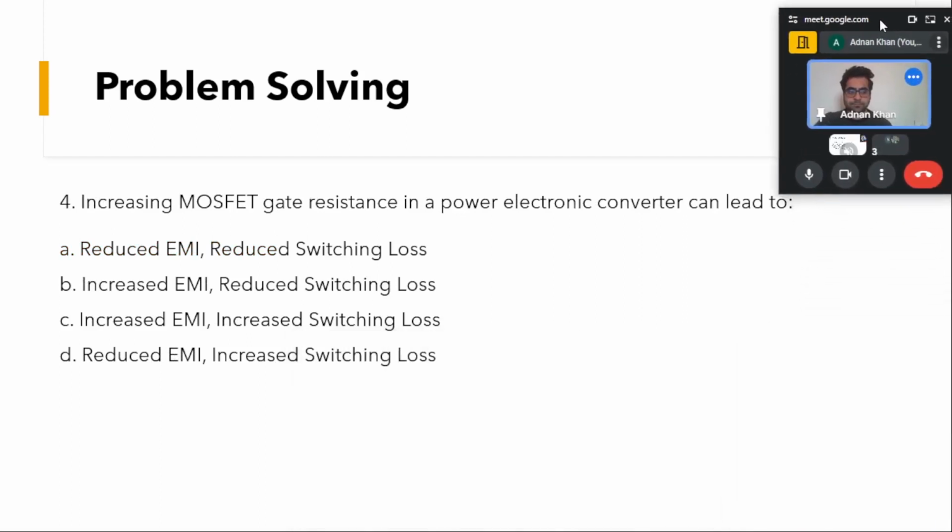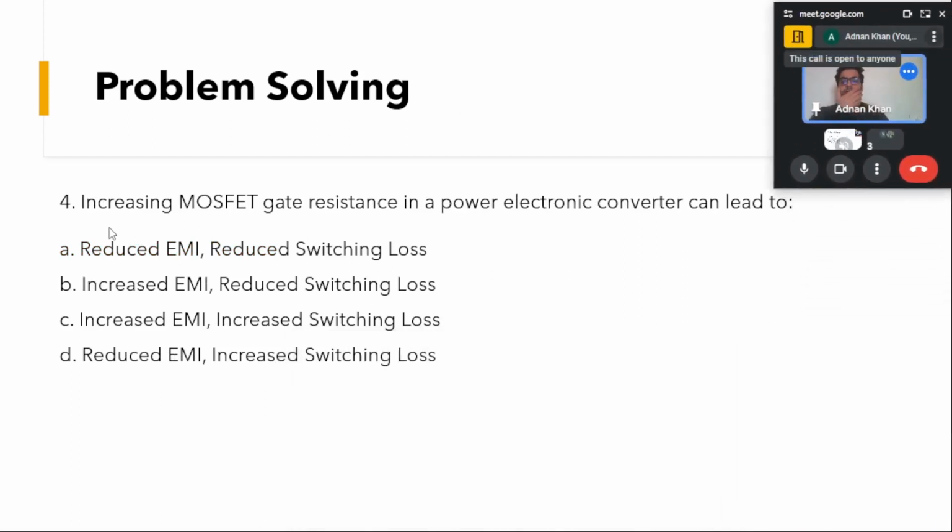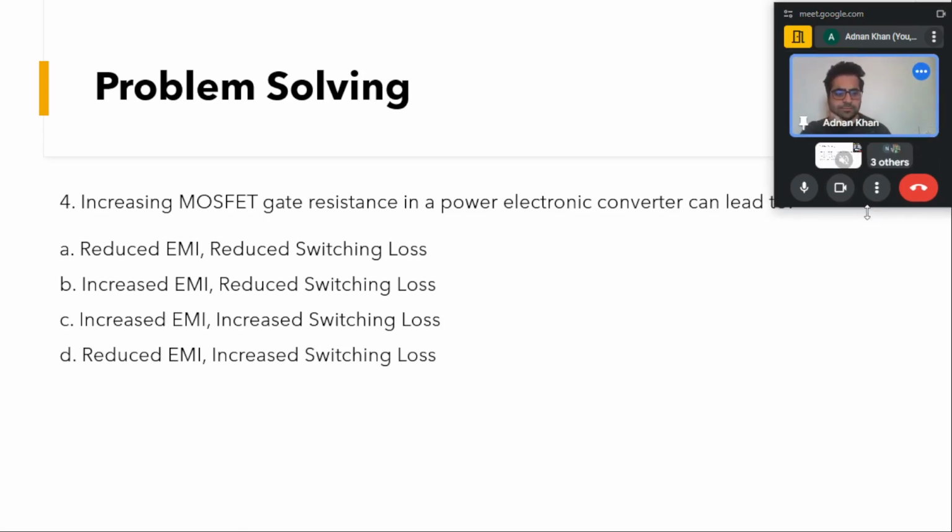Question number 4: increasing the MOSFET gate resistance in the power electronic converter can lead to: reduced EMI, reduced switching loss; increased EMI, reduced switching loss; increased EMI, increased switching loss; or reduced EMI, increased switching loss. Can anyone answer this question? I think you should be able to answer this question. We discussed this. Can anyone type?